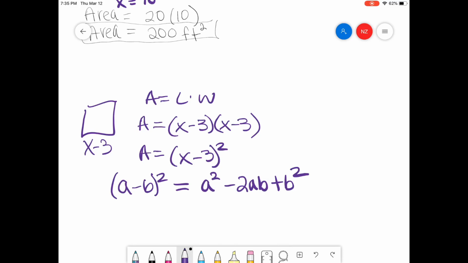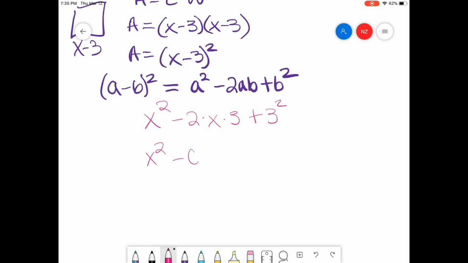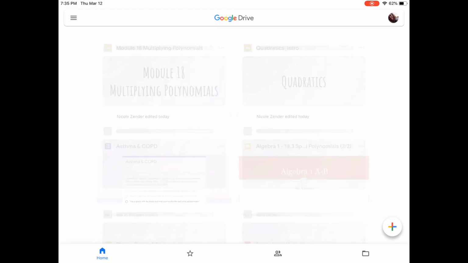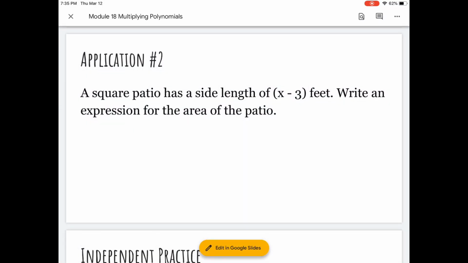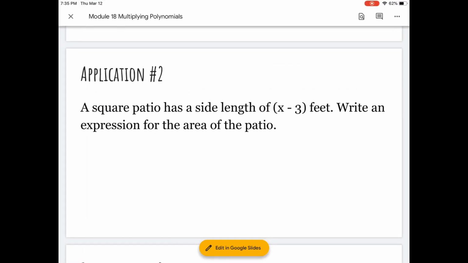So if a is x and b is 3, then I know that my final answer will be x squared minus 2 times x times 3 plus 3 squared, okay? So then I have x squared minus 6x plus 9. There's my area, okay? This question didn't ask me to plug in anything, so the area of my patio will be that final answer, which is x squared minus 6x plus 9, okay? So moving forward, that is the conclusion of the special products.